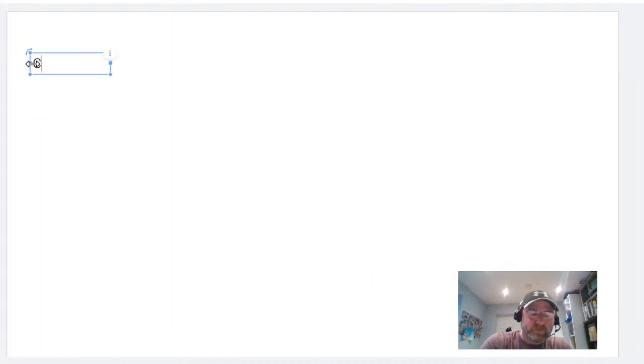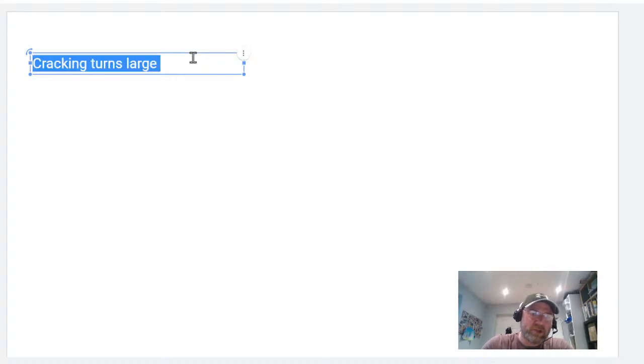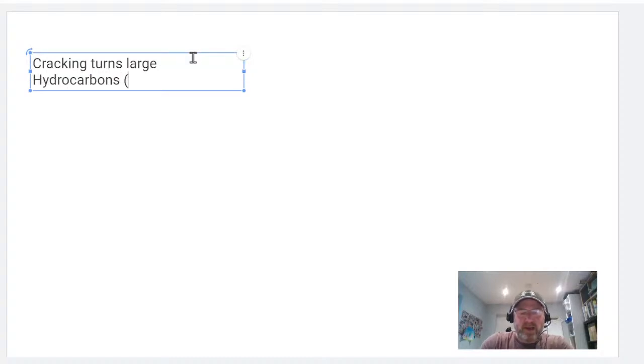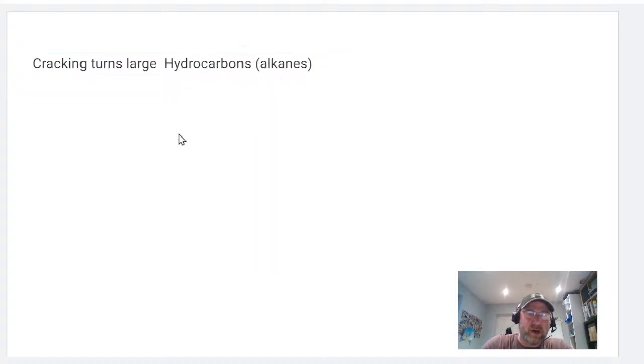Cracking turns large hydrocarbons, I don't know, large alkanes. What does it turn them into, guys? If we crack a large hydrocarbon, what does it turn them into? Anyone know on the chat? Let's say I've got dodecane, C12. If it's an alkane, what would be dodecane's formula? C12H, think CnH2n plus 2. Great, I get a shorter alkane and an alkene.